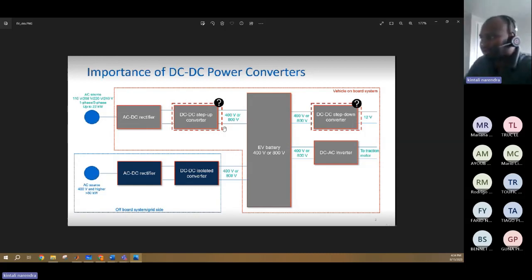For example, if you want to charge the battery of your electric vehicle using the power supply at your home, then the topology will be the one in the red: the AC power source, grid to vehicle. The power supply at your home goes to the rectifier, and these two components will be in your vehicle in some cases.